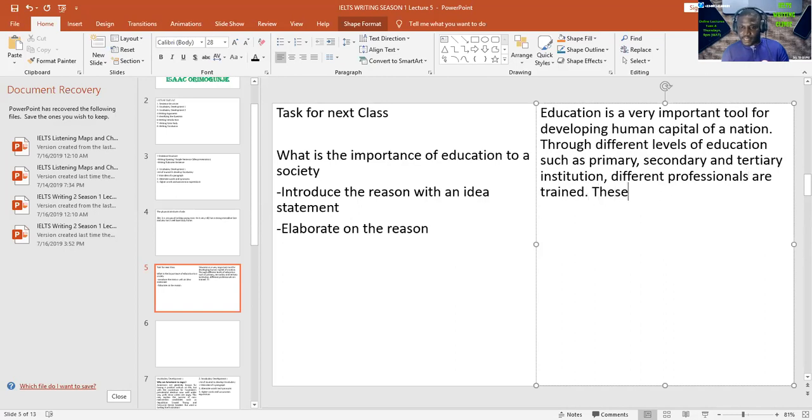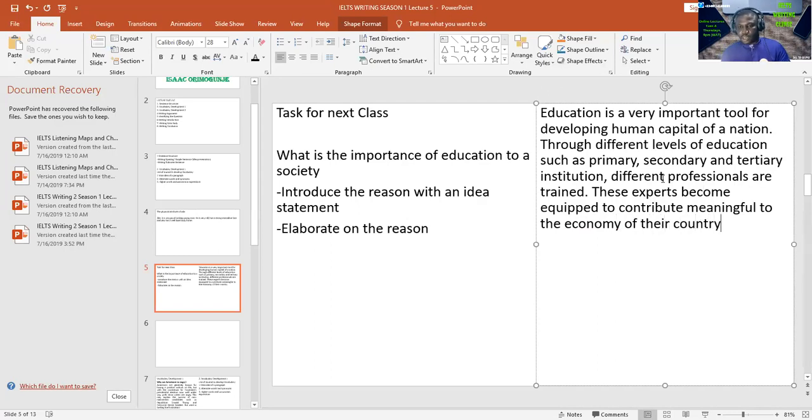So I can say these experts, or the experts develop, these experts become equipped to contribute meaningfully to the economy of their country. I could have stopped at the first one. As a matter of fact, it's okay here because I just wanted an elaboration. These experts become equipped to contribute meaningfully to the economy of their country.